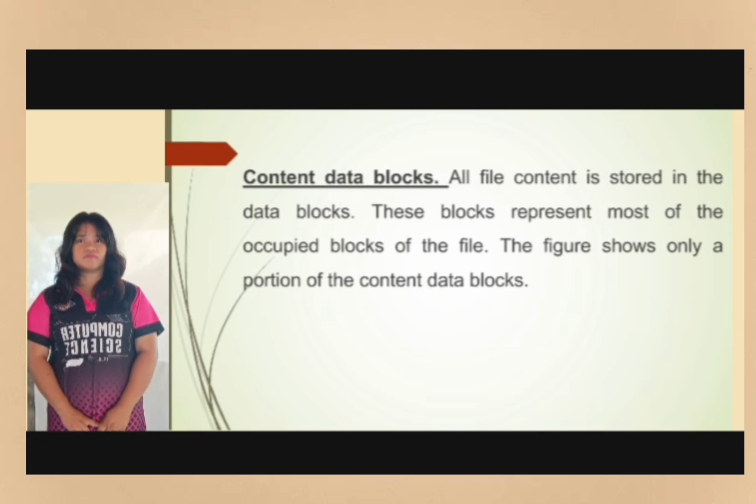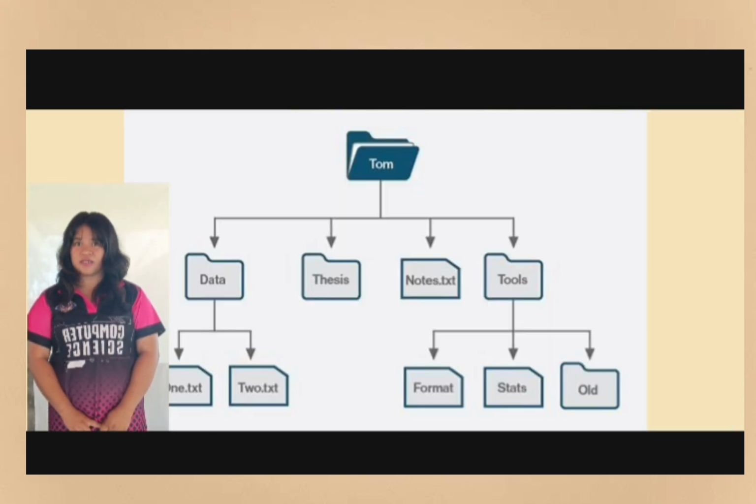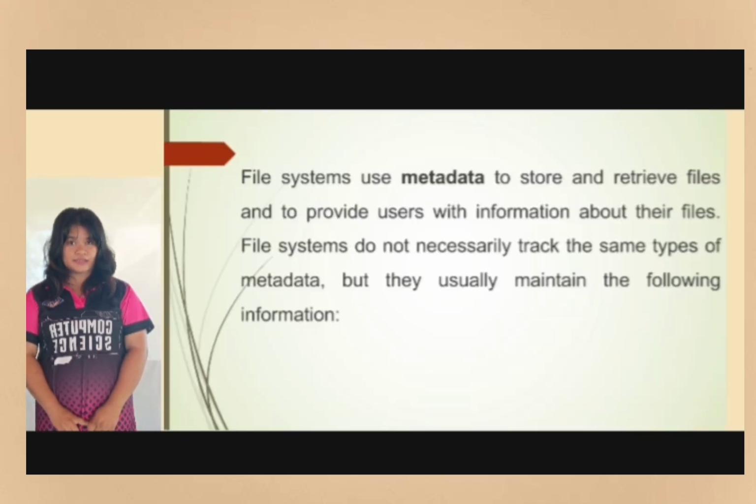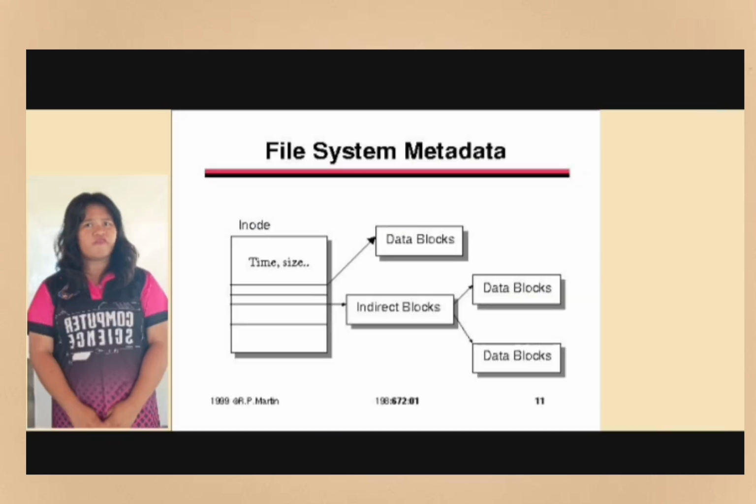Content data blocks. All file content is stored in the data blocks. These blocks represent most of the occupied blocks of the file system. The figure shows only a portion of the content data blocks. File system metadata. To store and retrieve files and to provide users with information about their files, file systems do not necessarily track the same types of metadata, but they usually maintain the following information.